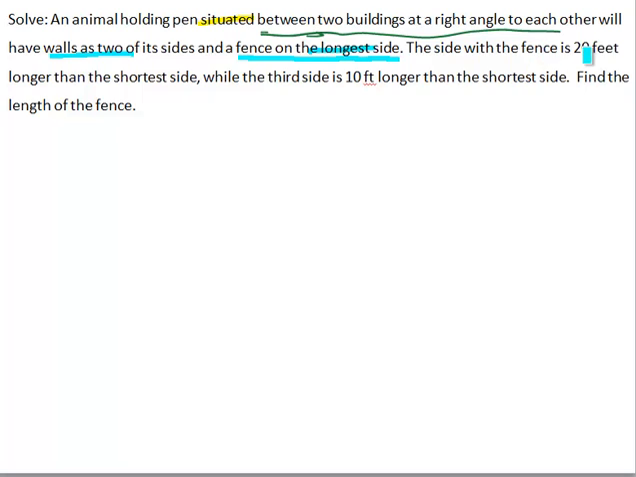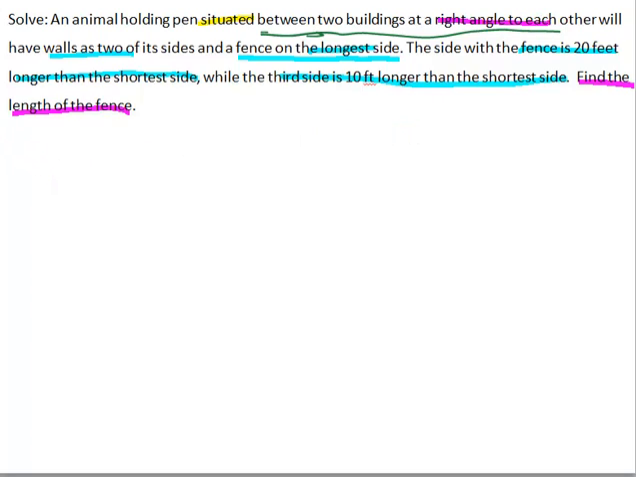The side with the fence is 20 feet longer than the shortest side. So the fence is 20 feet longer than the shortest side, while the third side is 10 feet longer than the shortest side. Find the length of the fence, and that's what they want from you. Okay, well, we have some more interpreting to do.